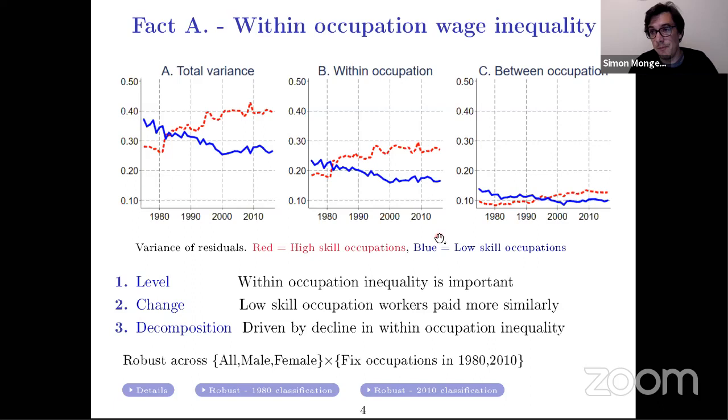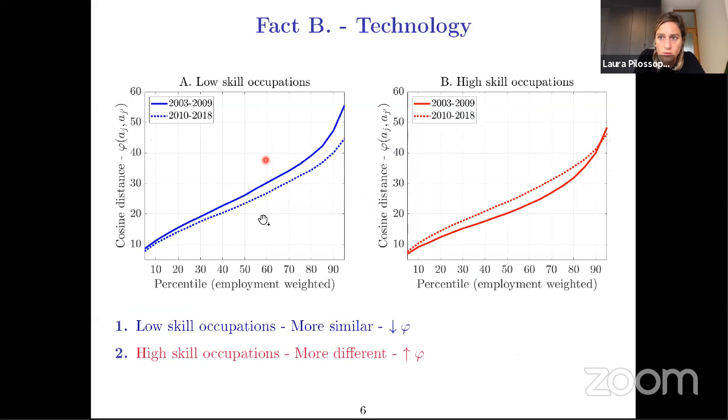If I were to try to do a serious quantitative exercise, which we're not doing right now, you could ask, keeping the distribution of skills fixed, how much of within-occupation inequality can be explained by the changes in the relative skill biases of technologies that we'd infer from this second exercise. Right. Okay.